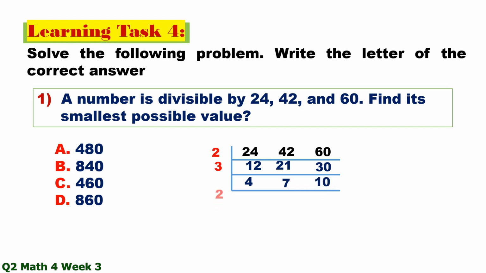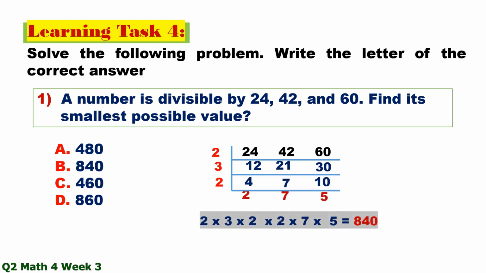4 and 10 are divisible by 2. 4 divided by 2, 2. Bring down 7. 10 divided by 2, 5. 2 times 3 times 2 times 2 times 7 times 5 equals 840.